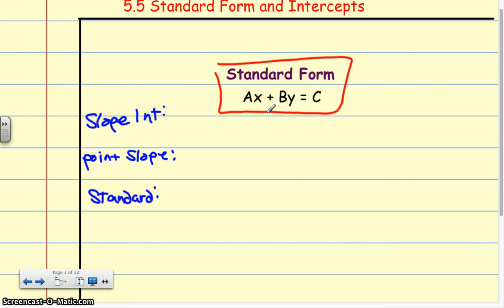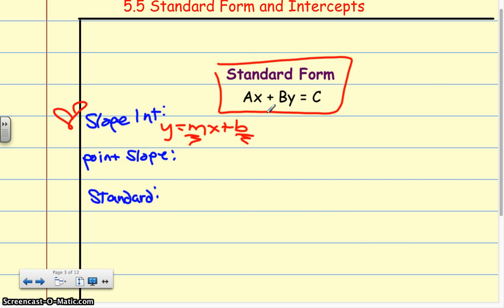So there's three forms of an equation that we've learned so far. There's the slope-intercept form. That's y equals mx plus b. And think about, we say slope-intercept. We're given the slope. We're given the intercept.